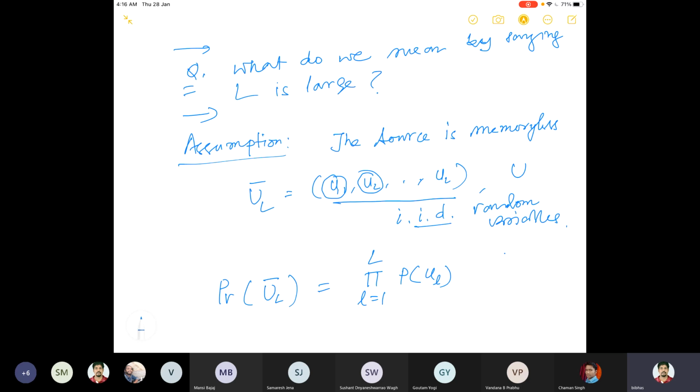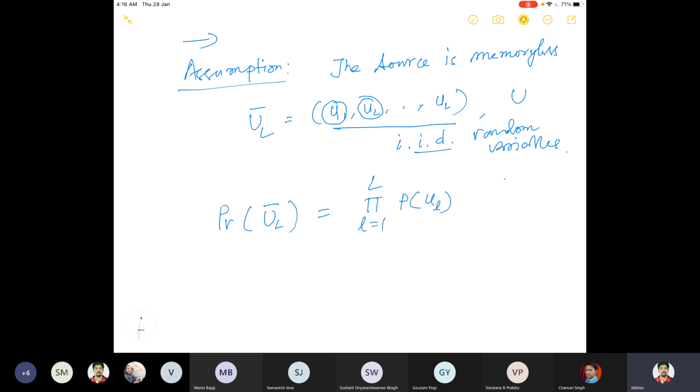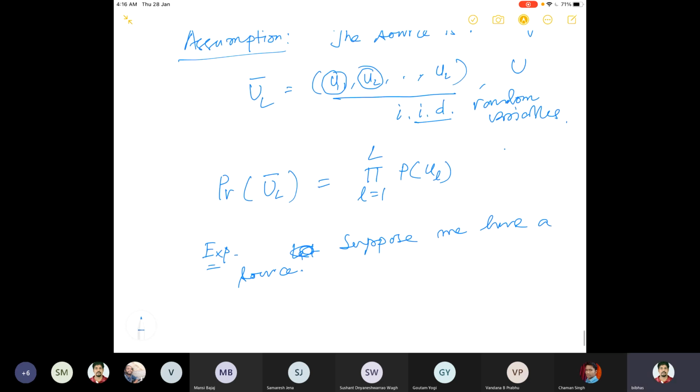Let me give you an example. Suppose we have a source with source letters A1 and A2, so K equal to 2 here. And also let P of A1 be 0.7, and P of A2, anything you can assume, 0.3.